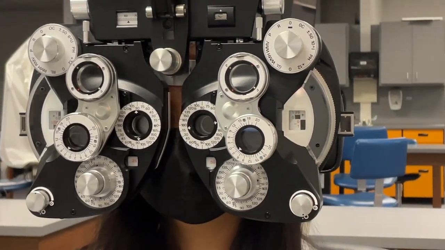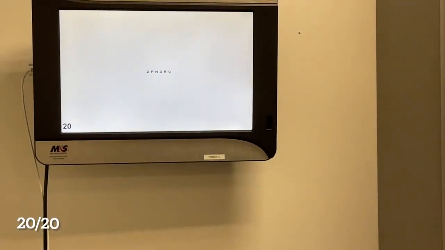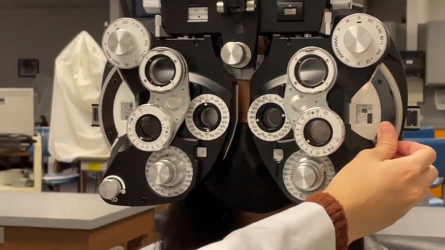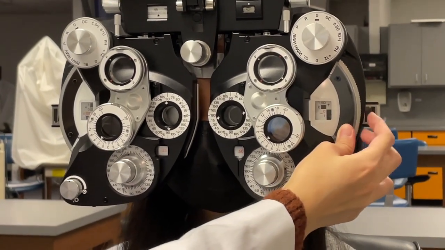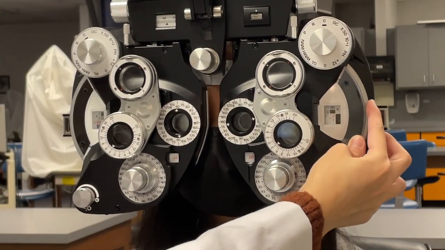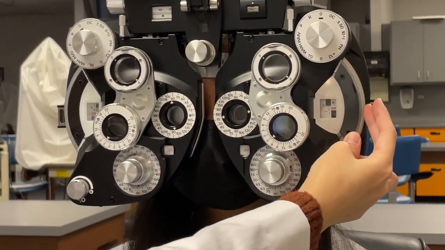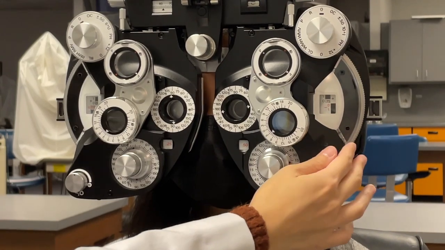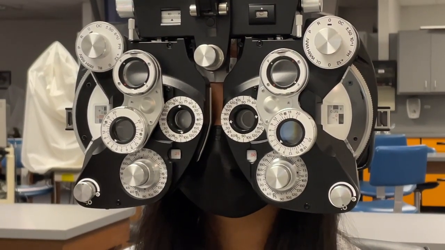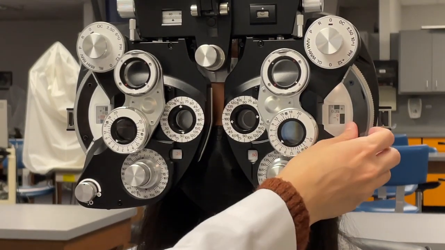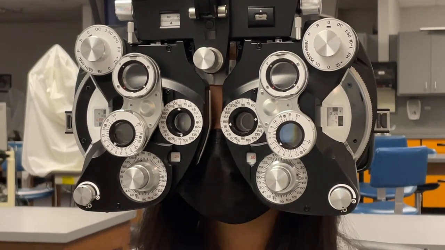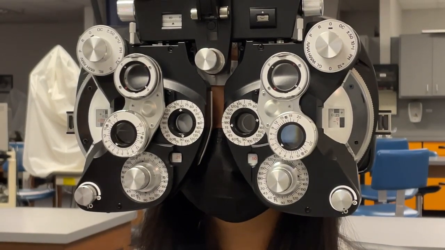All right, I'm gonna change the line to a 20-20 line. All right, Mrs. Lee, I'm gonna do the exact same thing. I'm gonna slowly remove the lens and you let me know when you can just make out 1 or 2 letters. I see an R. Okay, where is the R? Second to last. Perfect. And then can you read the entire line for me? ZPNDRG. Okay.